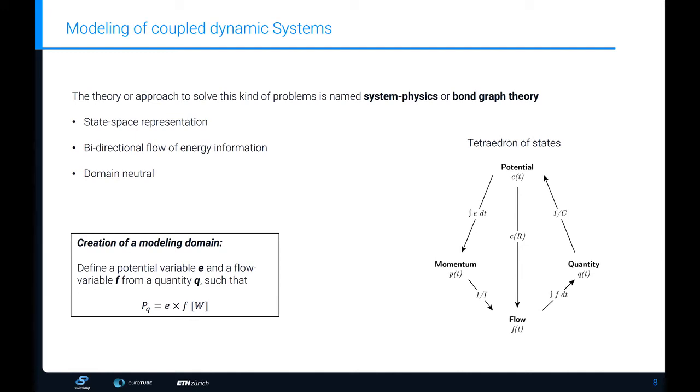And then there is the third one, the one that I use for my modeling approach. It's the state space approach. There the quantities are treated as flows and potentials. So you have a potential that will drive a flow of a specific quantity, and therefore you have a state space representation.